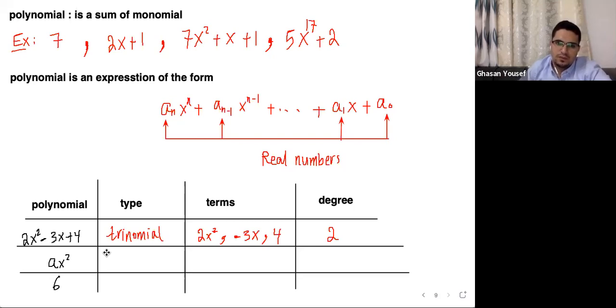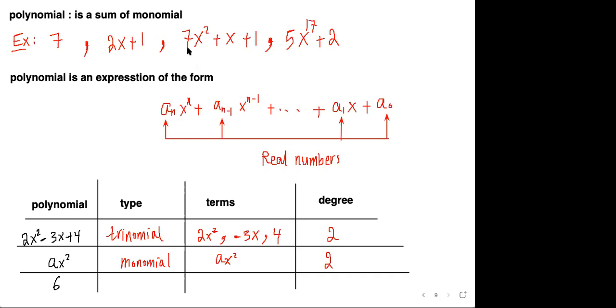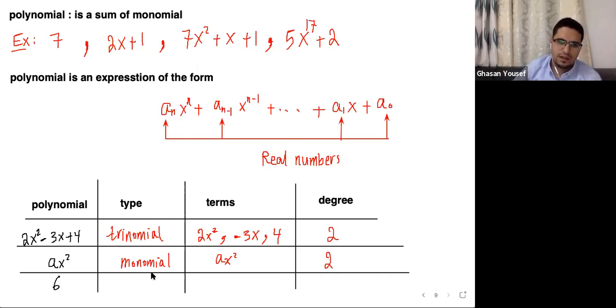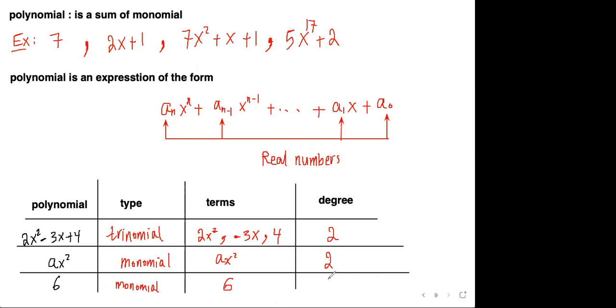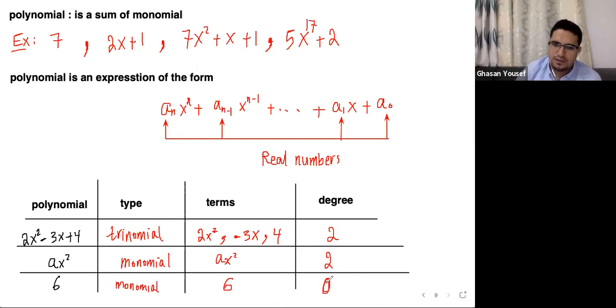Now for the second one, what is the type? Ax squared. Monomial, yes, exactly, monomial. What is the term? It is the same, ax squared. What is the degree? It's 2. Now for the third one, what is the 6? Monomial, monomial again, yes. So here I have a monomial. What is the term? It is only 6. What is the degree for this monomial? It would be 0. Yes, the degree will be 0.